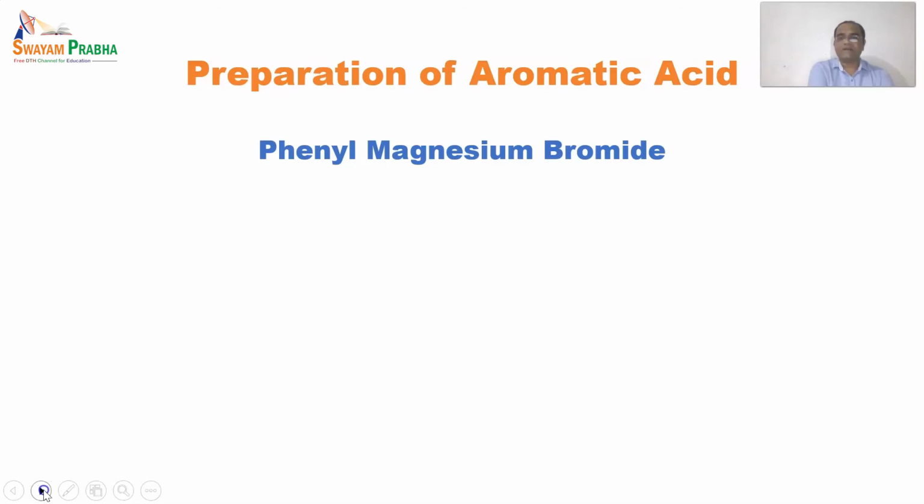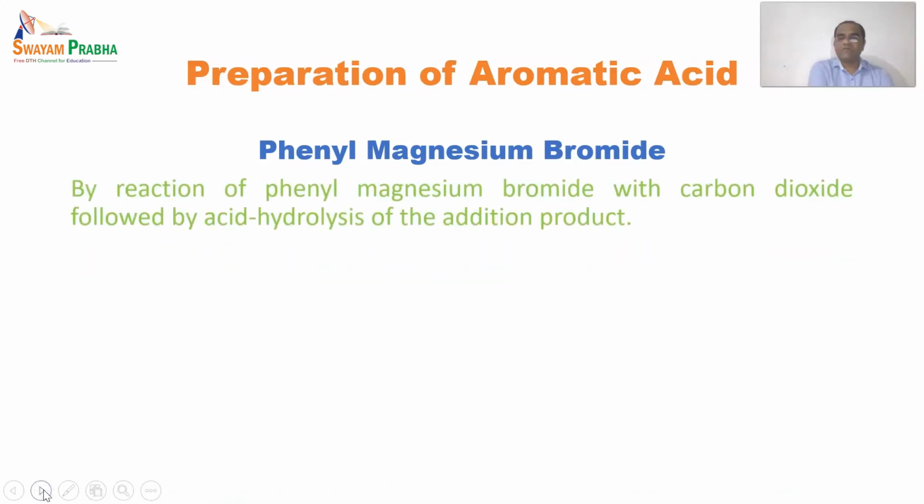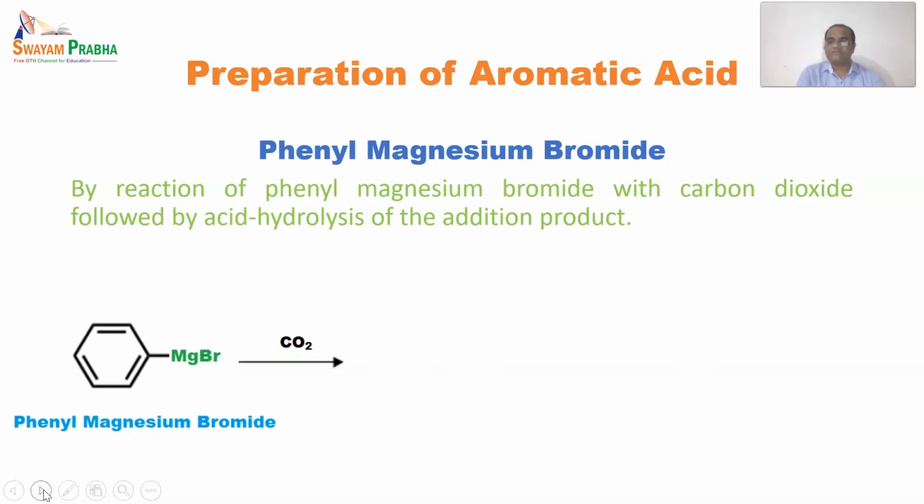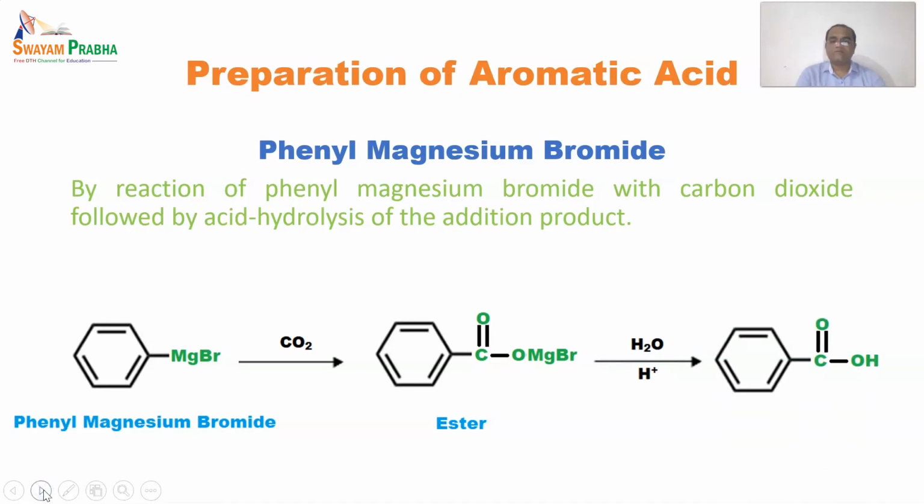Second way to prepare aromatic acid is from phenyl magnesium bromide, by reaction of phenyl magnesium bromide with carbon dioxide followed by acid hydrolysis of the addition product. So this is phenyl magnesium bromide, and whenever it is added to carbon dioxide, it forms an ester, and after that it can be hydrolyzed to form benzoic acid.